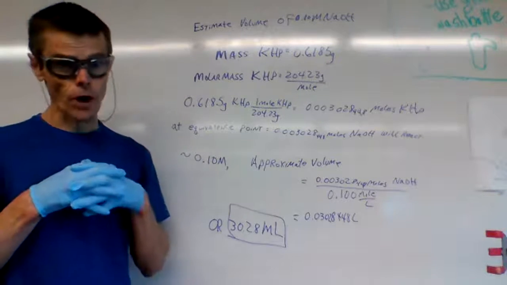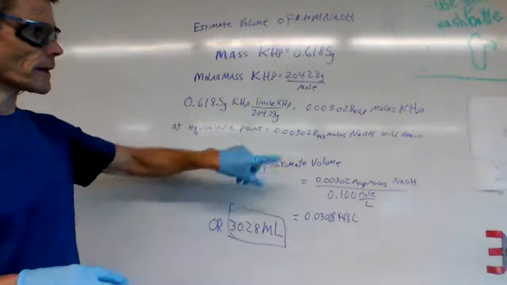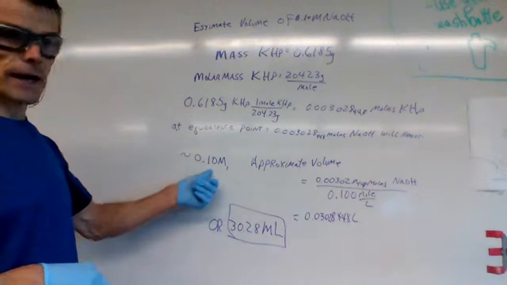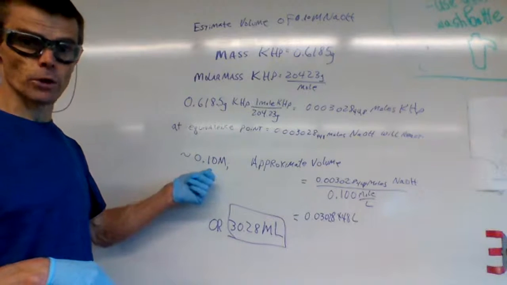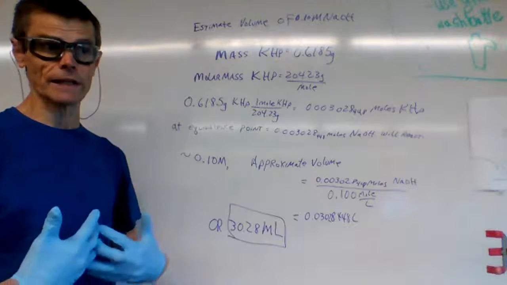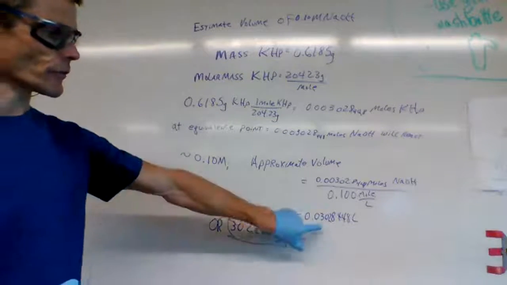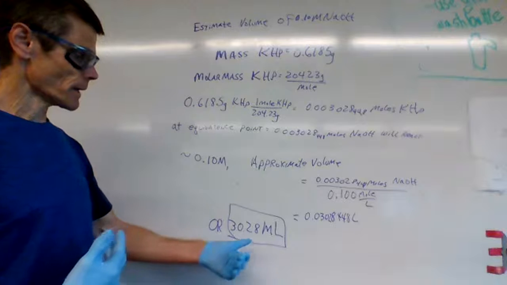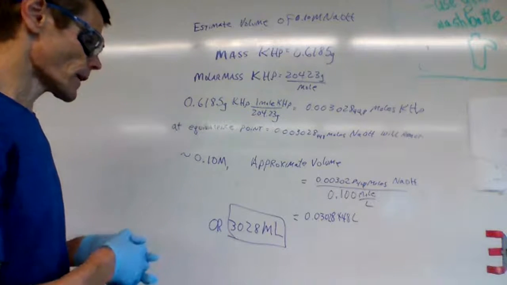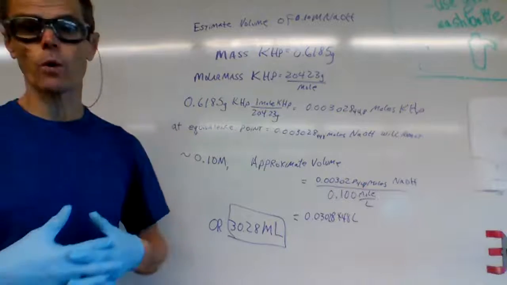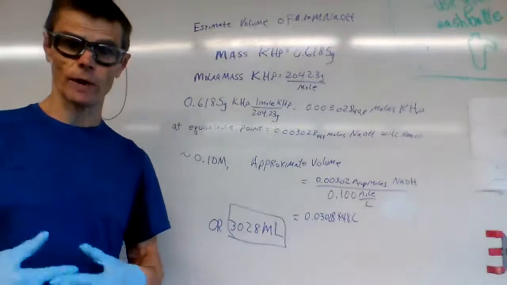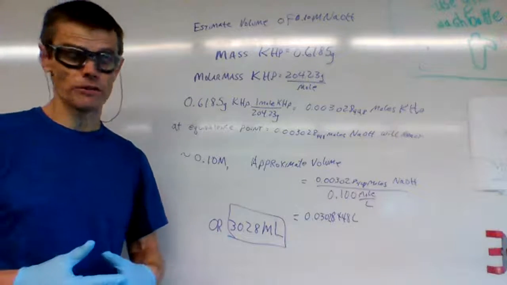Now, to figure out the volume, we simply take the number of moles of sodium hydroxide and divide it by the approximate molar concentration, 0.100 mole per liter. That tells us the volume in liters, and then we can simply convert that into milliliters. This titration should require approximately 30 milliliters. I wrote it here as 30.28. 30 is a pretty good approximation.